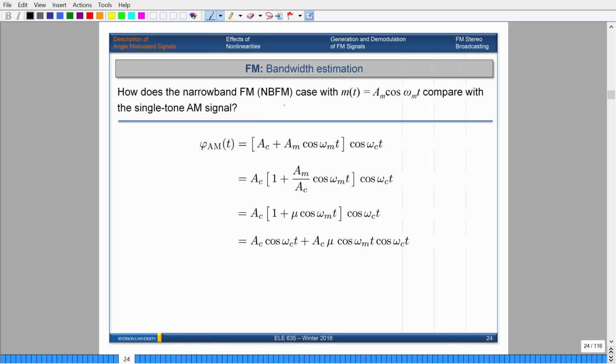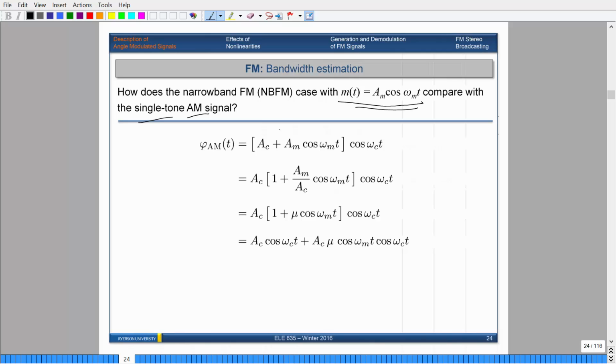Okay, so remember that this is the case where the message signal is just a cosine itself. We're going to talk about general message signals later, but for now, just consider the case where the message signal is just a cosine. How does this compare to amplitude modulation when you're taking a look at a single tone?